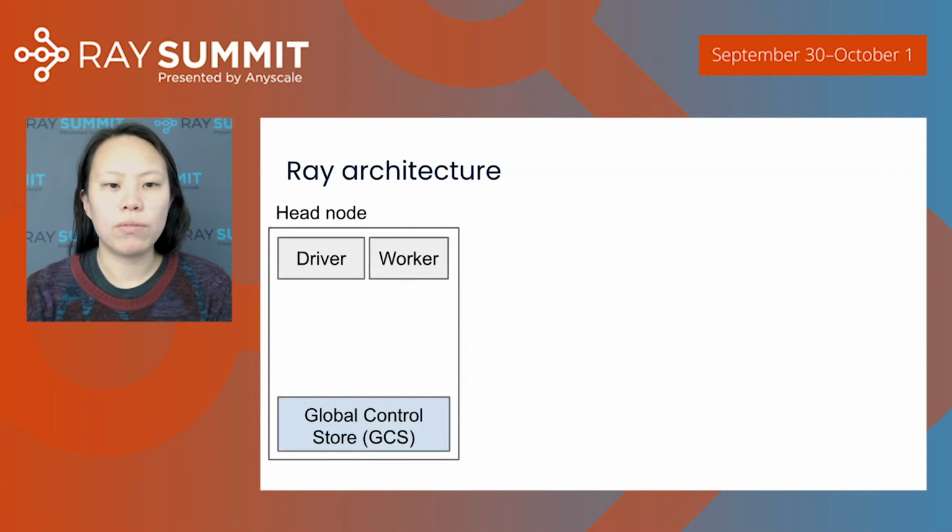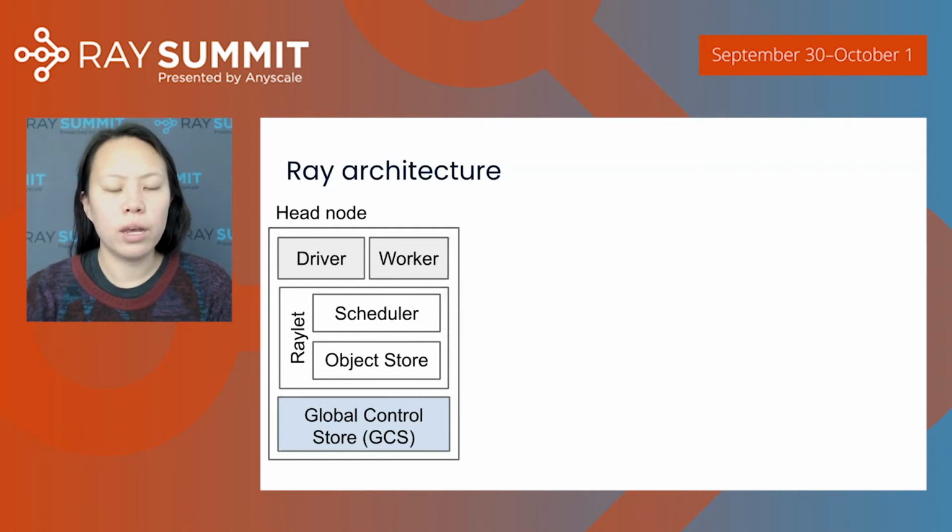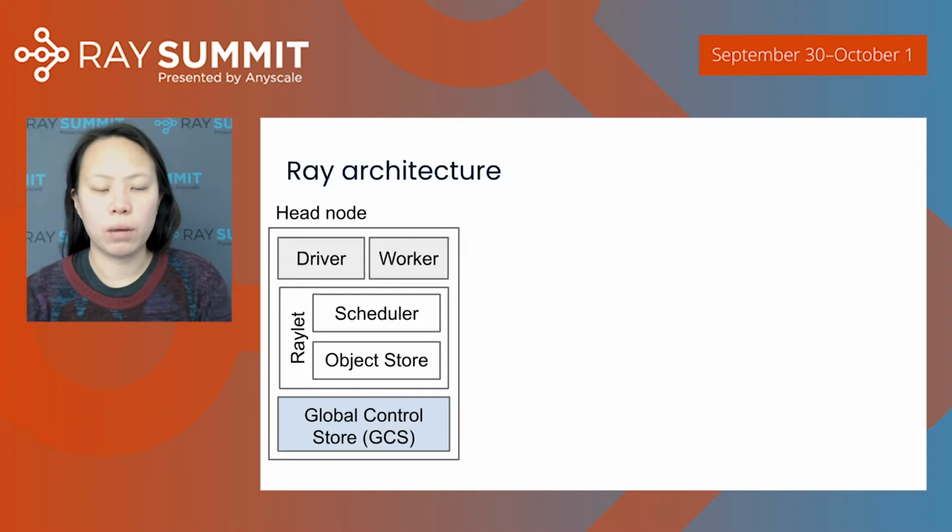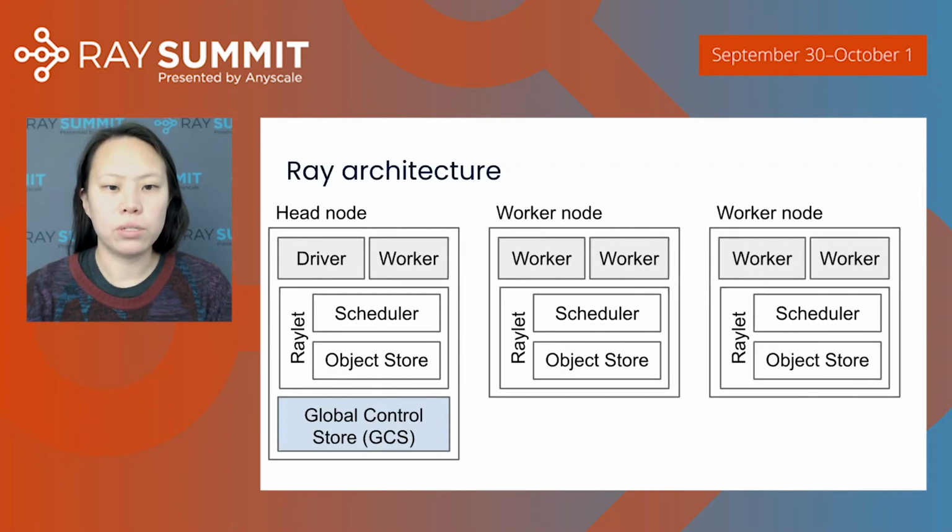We also have the driver, which is the root Python process of an application, and workers, which are Python processes that can execute tasks. On every node, we also have one process known as the raylet, and the raylet has a scheduler thread that manages resources and an object store thread that manages memory. A Ray cluster can also have many other worker nodes, and these nodes all look like the head node, except that they don't have the global control store. So one thing to note is that the global control store could actually live on any of these nodes, but currently it resides only on the head node.